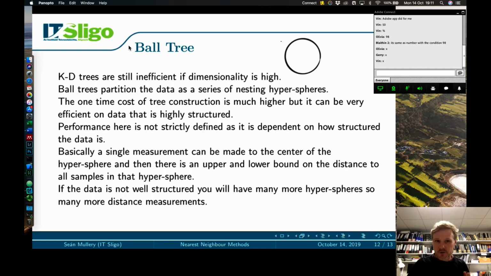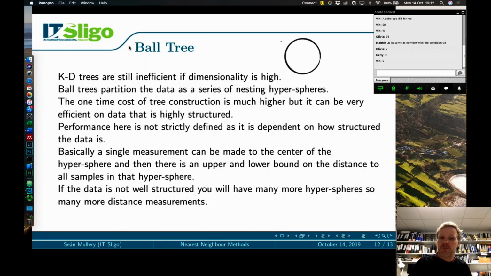The one-time cost of tree construction is much higher, but it can be very efficient on data that is highly structured. Performance here is not strictly defined as it is dependent on how structured the data actually is. So it's difficult for us to tell the order of it and how it will scale, because it depends on how structured the data is.